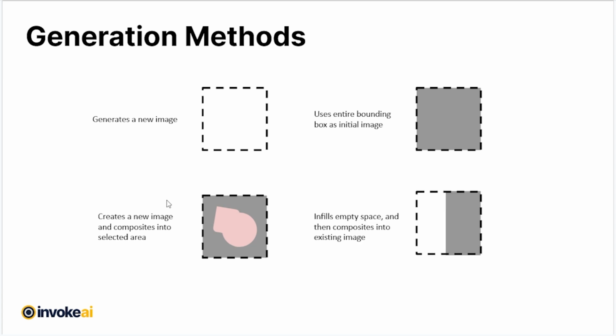Lastly, if the bounding box is over an area of the canvas that has empty space, as well as an existing image, the system will use the existing image to inform how to infill the empty space. And basically that just means put some new color data or content into that empty area. And then it will use that area to composite a new regeneration into the image. And this, again, is very useful for extending an image and changing the aspect ratio or composition of your resulting content.